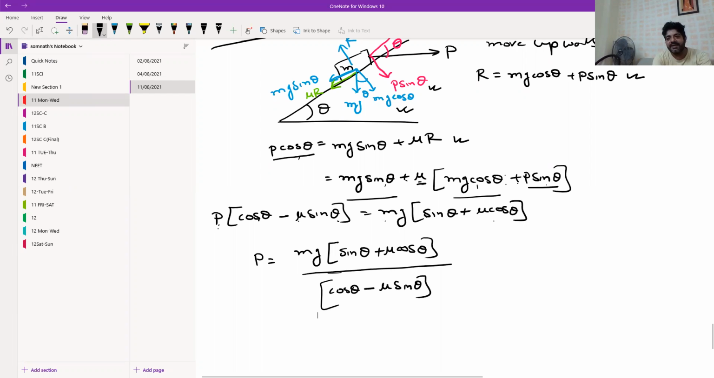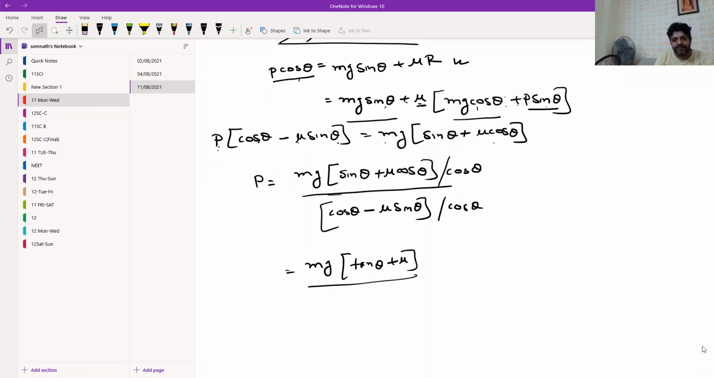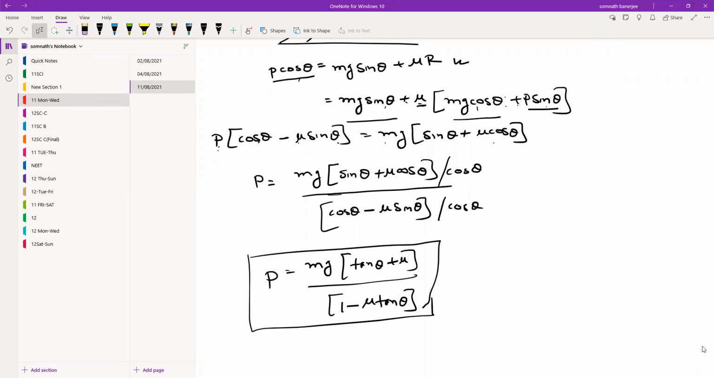Now I can easily divide them by cos theta. So once I divide both by cos theta, in tan theta it looks beautiful. So mg times (tan theta plus mu) by (1 minus mu tan theta) is your P. Okay everyone? Yes sir.